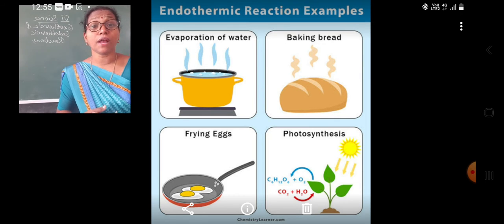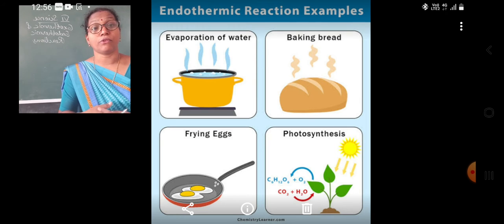And the frying of eggs and the boiling of an egg, both are endothermic reactions in which heat is absorbed and the egg is cooked.